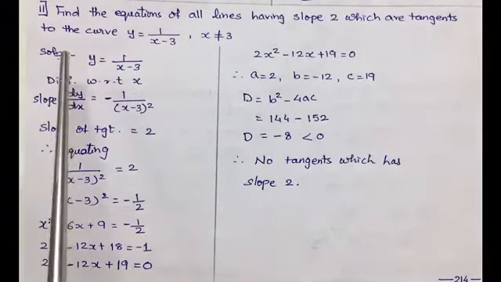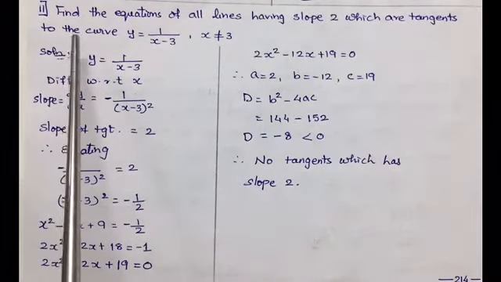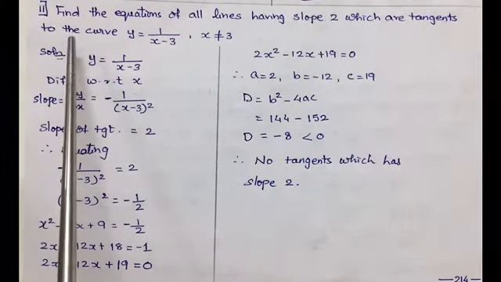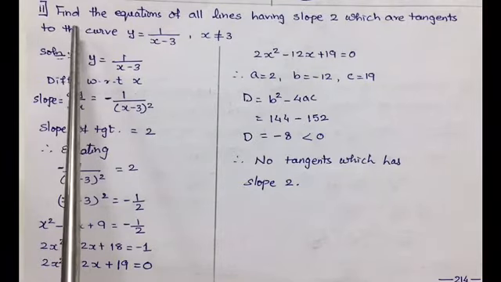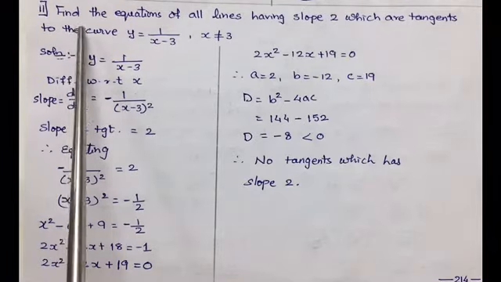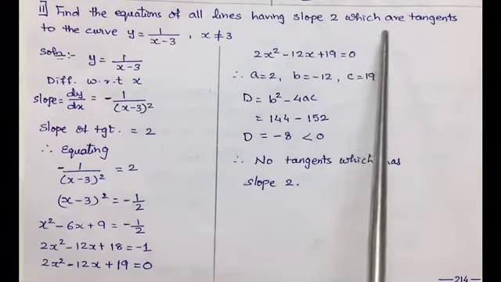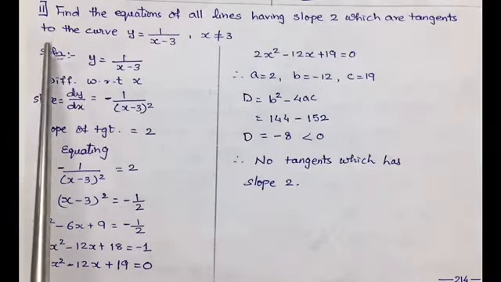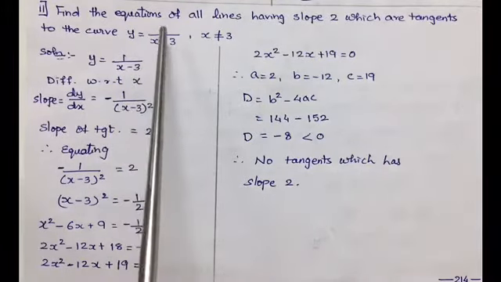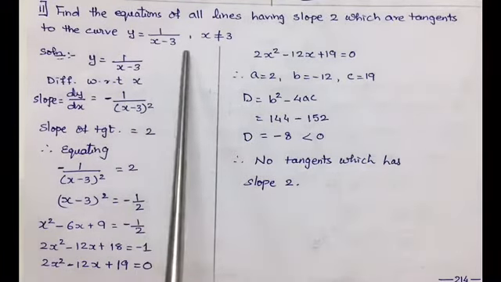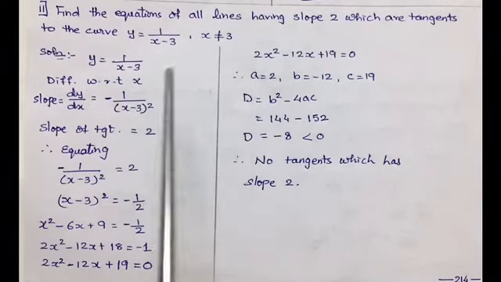Question number 11. It is just similar to 10th one. Given is, find the equations of all lines having slope 2 which are tangents to the curve y equal to 1 upon x minus 3, x not equal to 3.